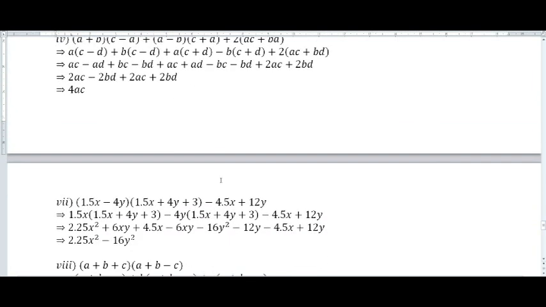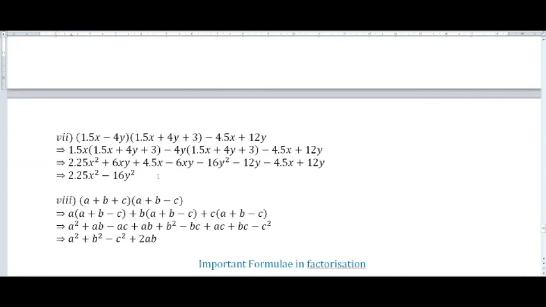Okay. Then question number 7. Just like we have done it before here: 1.5x minus 4y, 1.5x plus 4y plus 3. Here trinomials, we have found trinomials here. Then minus 4.5x plus 12y. Okay, we'll multiply these two terms. 1.5x, then inside the bracket we'll put 1.5x plus 4y plus 3. Then here minus 4y is there, 4y, we'll put 1.5x plus 4y plus 3 together.